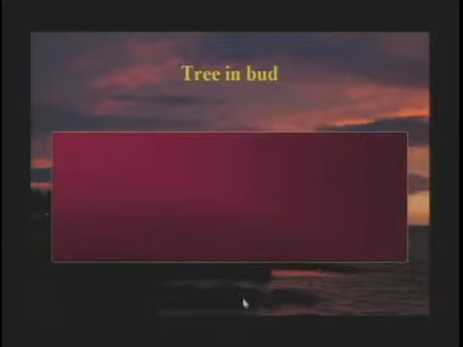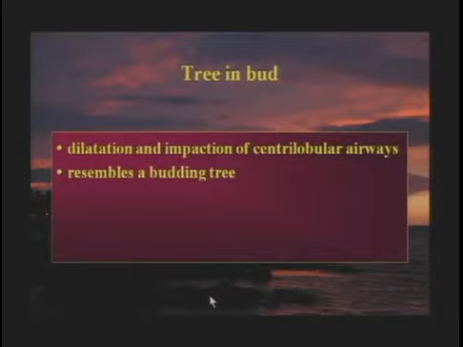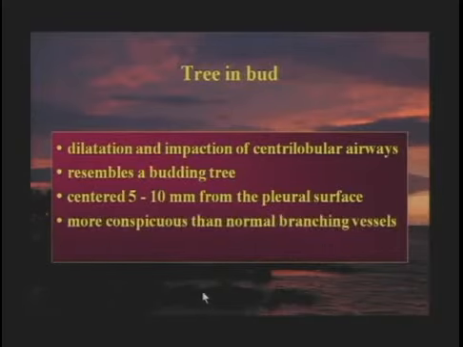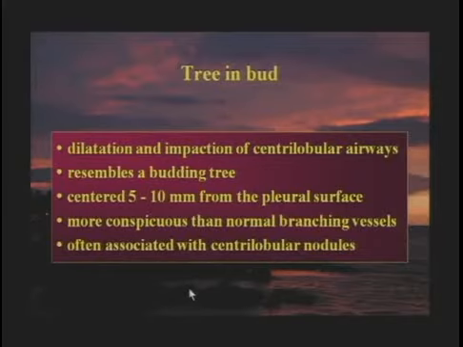Okay, a very important finding, and it's something I think Brett will probably talk about in the next presentation, is tree and bud. Tree and bud refers to an appearance we see when there is dilatation and impaction of centrolobular airways. Resembles a budding tree. If it did not resemble a budding tree, it would be a very stupid name, but it does. These opacities tend to be centered 5 to 10 millimeters from the pleural surface because they're basically centrolobular. The branching opacities we see with this pattern are more conspicuous than you see with normal branching vessels in the lung periphery, and often tree and bud is associated with centrolobular nodules as well.